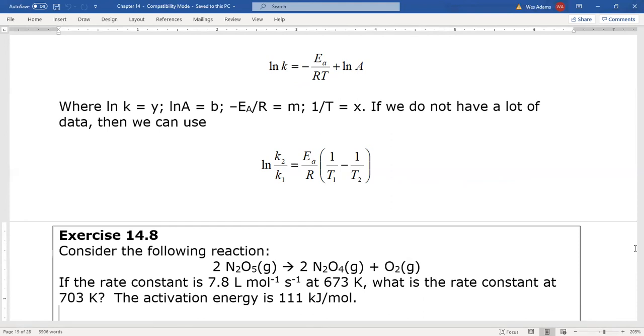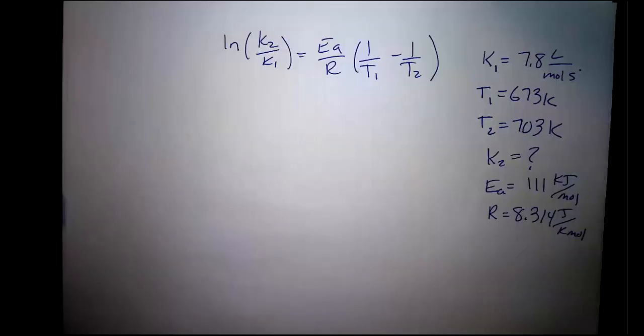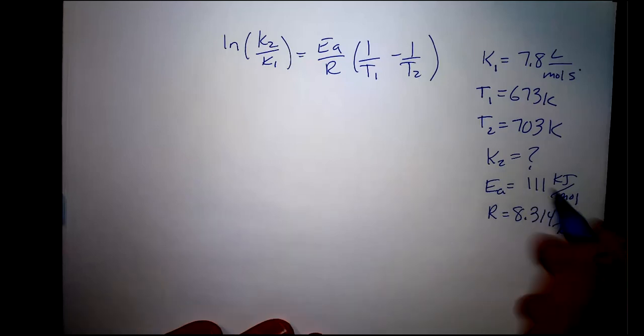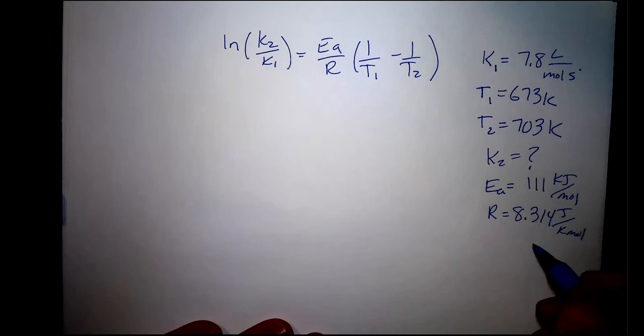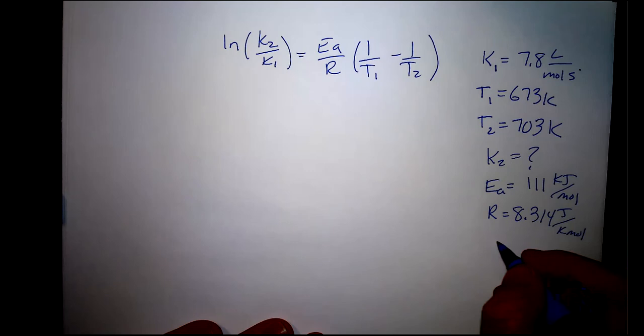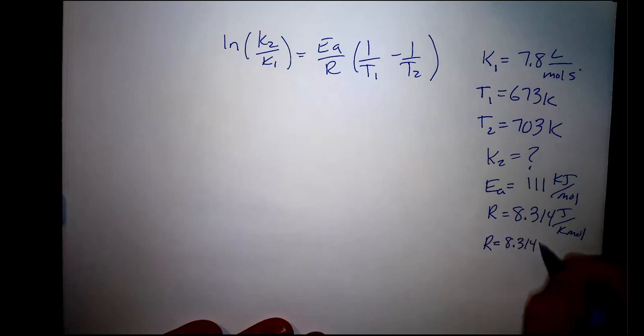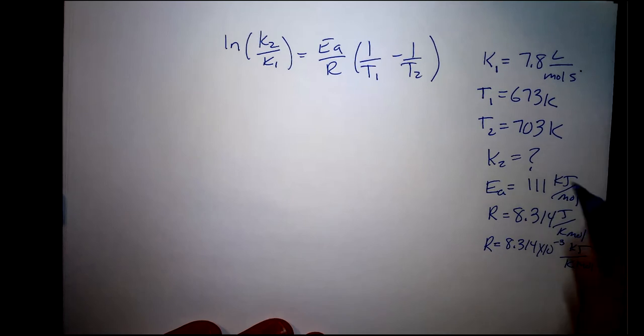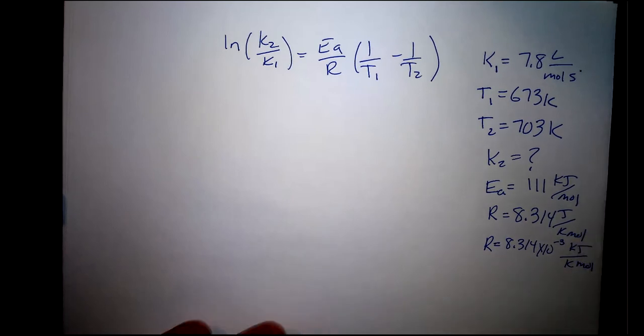So let's look at that particular problem. I've transferred all that information over. The first thing is you've got to fix one of these units or the other. It really doesn't matter which. I'm going to do the R: 8.314 times 10 to the negative third kilojoules per Kelvin mole. That way it matches, because it has to match or it won't work.